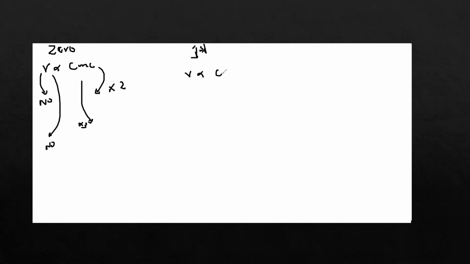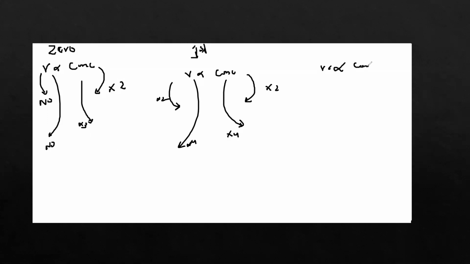But if it is a first order, then for rate and concentration, if I double the concentration, the rate will double. If I multiply the concentration by 4, the rate will also be multiplied by 4. And if it was a second order, then if we double the concentration, the rate will increase by 4.